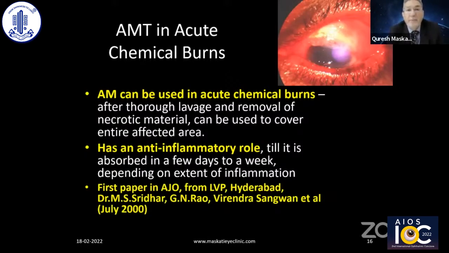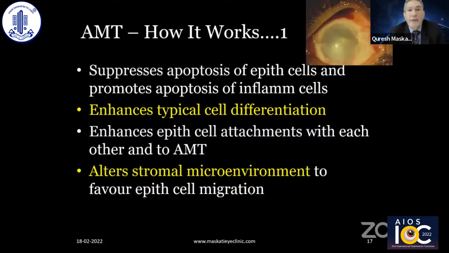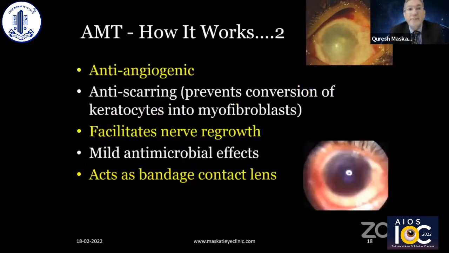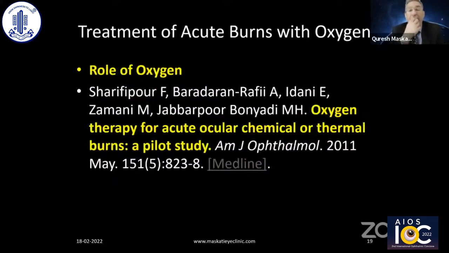The first paper was published in the AJO from the LV Prasad group, late Dr. M.H. Sridhar et al., about 2 decades ago. It just preceded Dr. Harminder Dua's classification of chemical burns. So how does it work? It has multiple roles. I don't think we'll go into the detail of how AMT works, but it works even in acute cases. So don't be afraid to use it if you have access. Use it in every case of chemical burns. It's anti-angiogenic, facilitates nerve regrowth, and acts as a bandage lens. There are several uses.